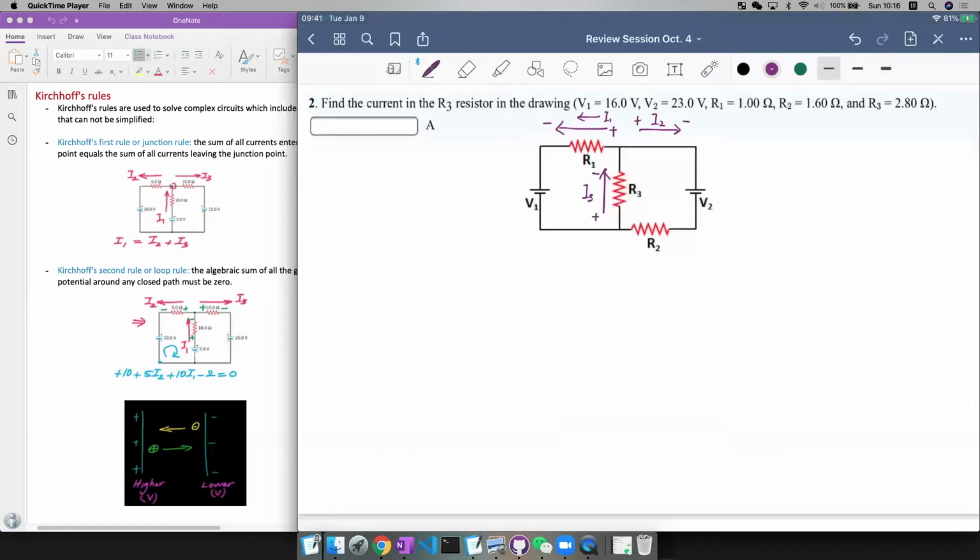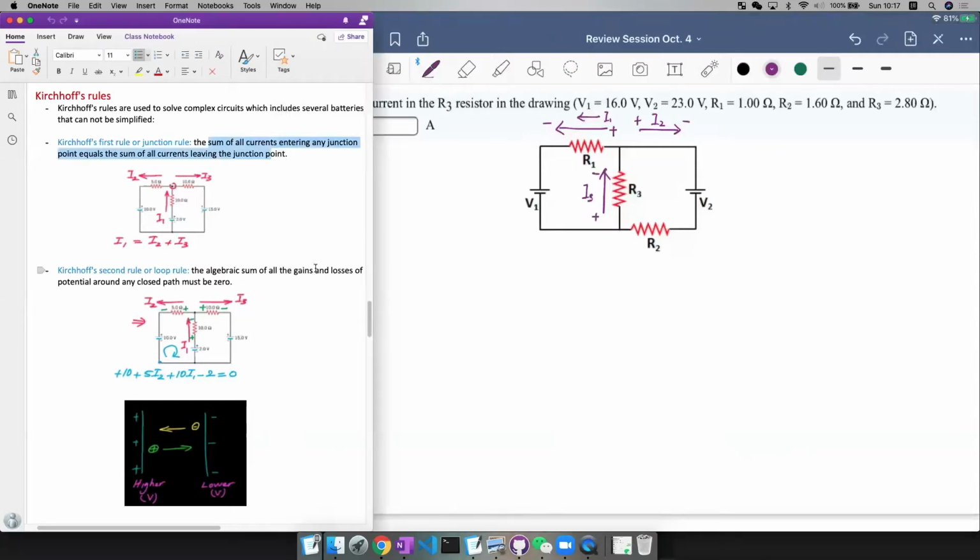Because at this step, we basically have everything we need for rule 1. All the electrical potentials and all the directions of current are just guesses. They could be true, they could be false, but it doesn't matter. And after we have this, we can move to the second rule. This is the complex part. It says the sum of all the gains and the losses of potential around any closed path must be 0. So this is the rule.